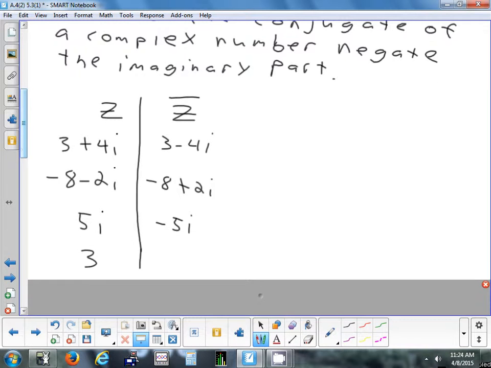How about 3? Why didn't you make it negative? Right, you're negating the sign of the imaginary part. There is no imaginary part here. Think of it as 3 plus 0i. The conjugate is 3 minus 0i. Well, plus 0 minus 0, same thing. It doesn't change.